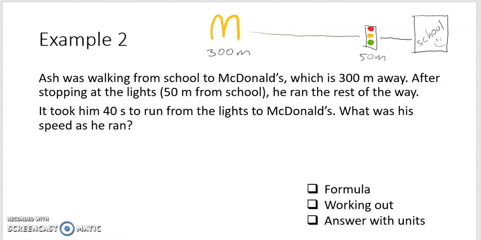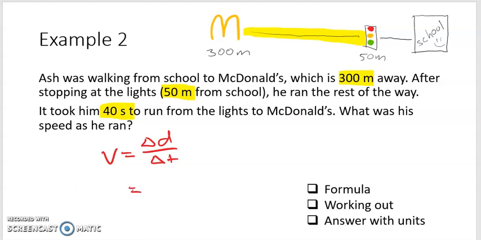Alright, so for this question we're working out Ash's velocity as he ran, which is this part of the journey. So he started at 50 metres and ended up at 300 metres away from the school. And that journey took him 40 seconds to run. So similar process, we start off with writing the formula. V equals change in distance divided by change in time.